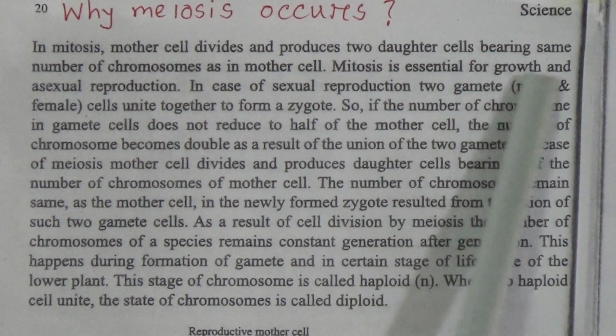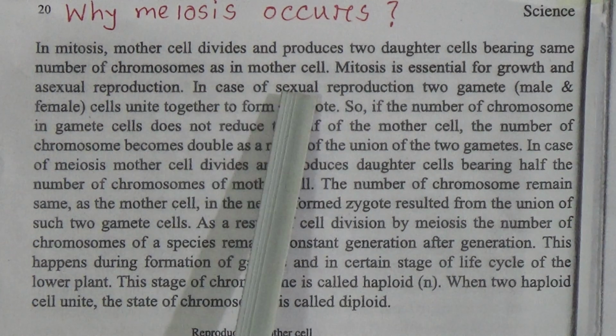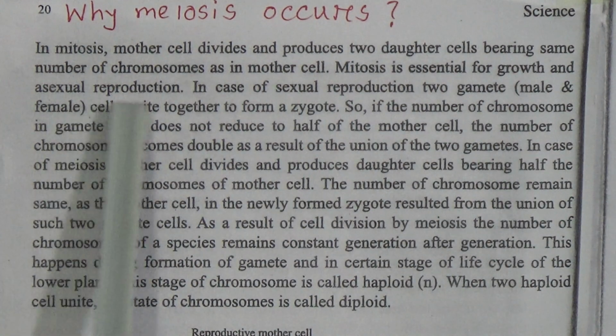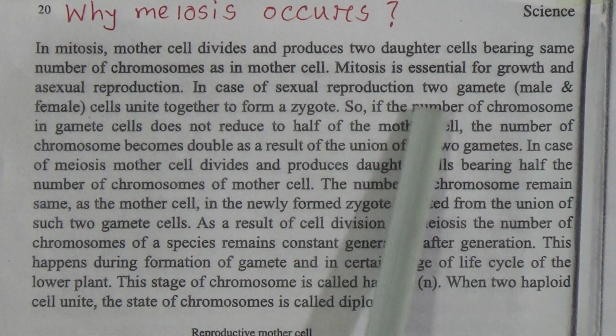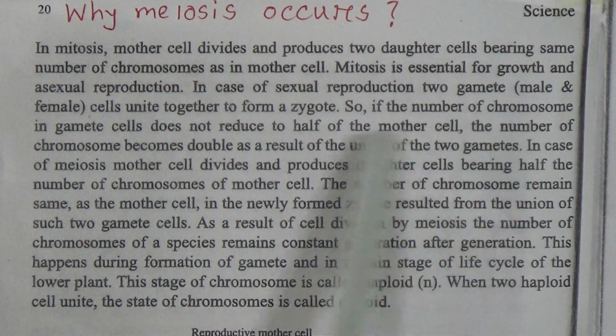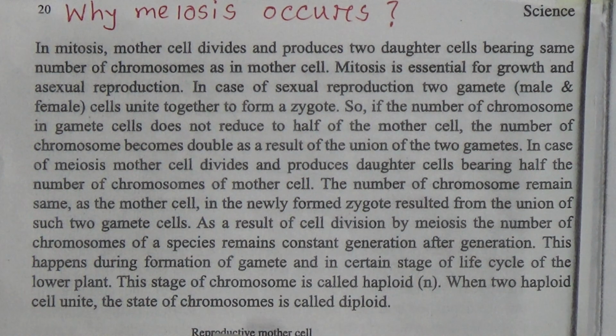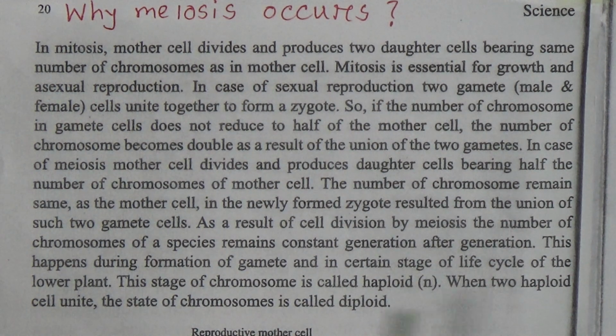Why meiosis occurs? In mitosis, the mother cell divides and produces two daughter cells bearing the same number of chromosomes as in the mother cell. Mitosis is essential for growth and asexual reproduction. In case of sexual reproduction, two gametes, that is a male gamete and a female gamete cell, unite together to form a zygote. My dear students, let's see the figure here.